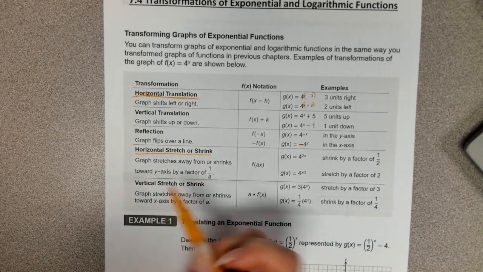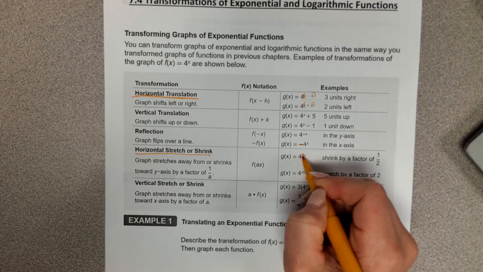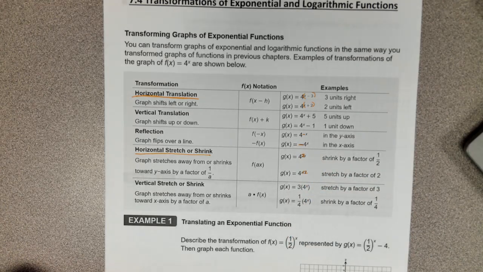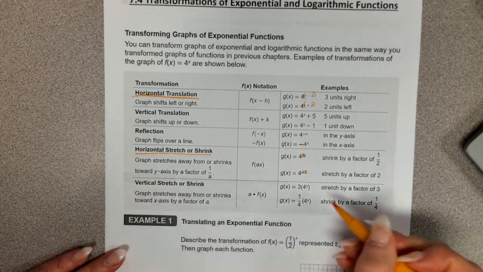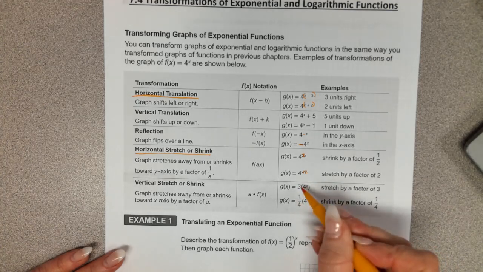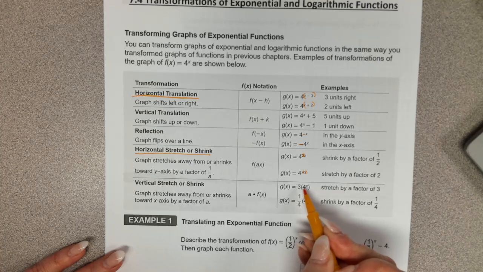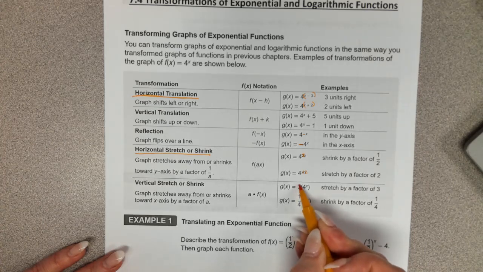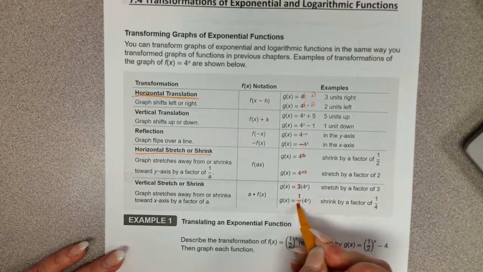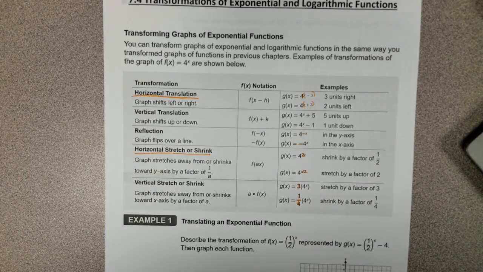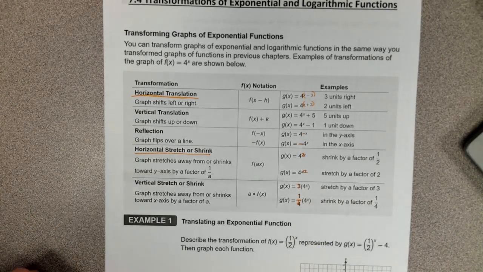Horizontal stretch or shrink will happen in the exponent, all right? So be sure you're looking for those coefficients in the exponent. And then, of course, your vertical stretch or shrink will still happen at the very front. Notice there'll be parentheses, and then they'll put the base here, so that way we can separate any stretch or shrink from the base, because remember, the base is not a transformation. The base just simply tells you if we're looking at growth or decay.